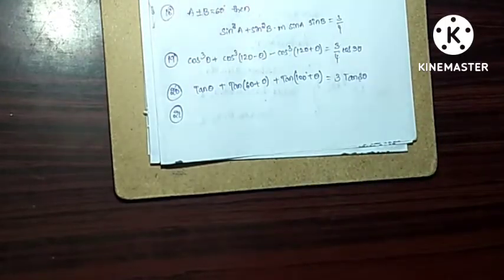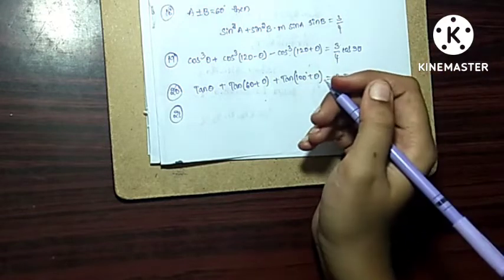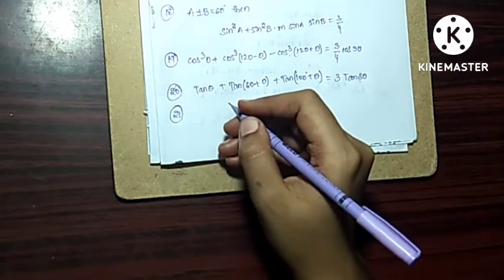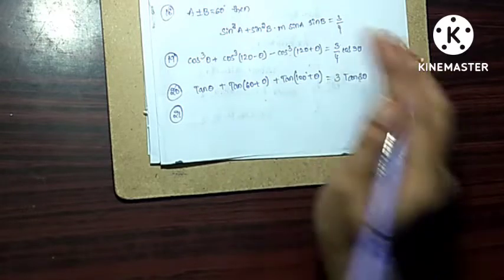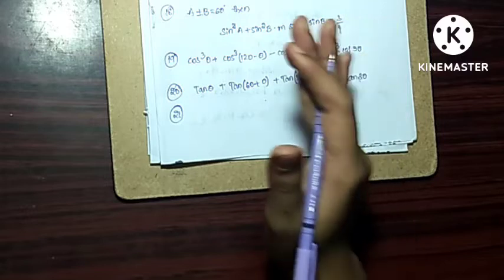The 21st formula is a formula from P. First we will do this formula. There are 3 remaining formulas, then we will jump to the periodicity formulas, the period of some values.